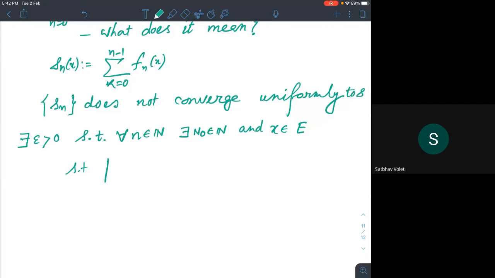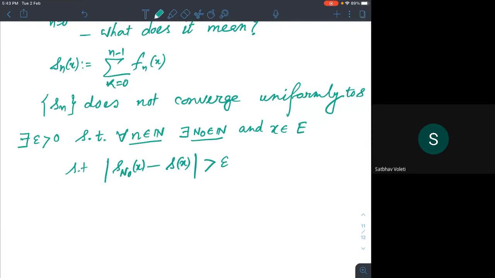S. Then Sn of x, Sn naught of x, minus S of x is greater than epsilon, right? That's it. So what is the role of this small n and capital N naught?